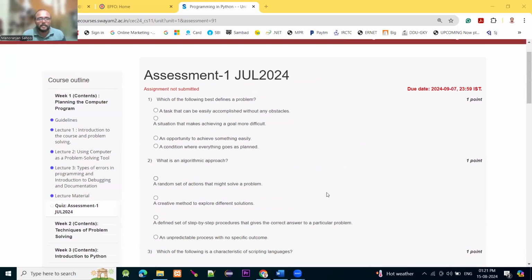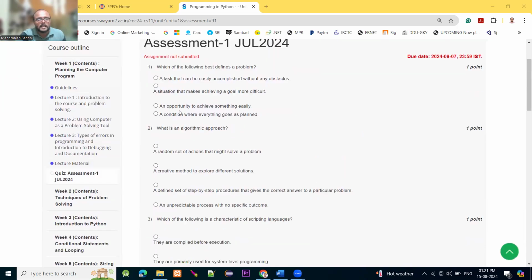Which of the following best defines a problem? Four options are given. The first one is a task that can be easily accomplished without any obstacles. The second one is a situation that makes achieving a goal more difficult. I hope this may be the more appropriate answer to this question.